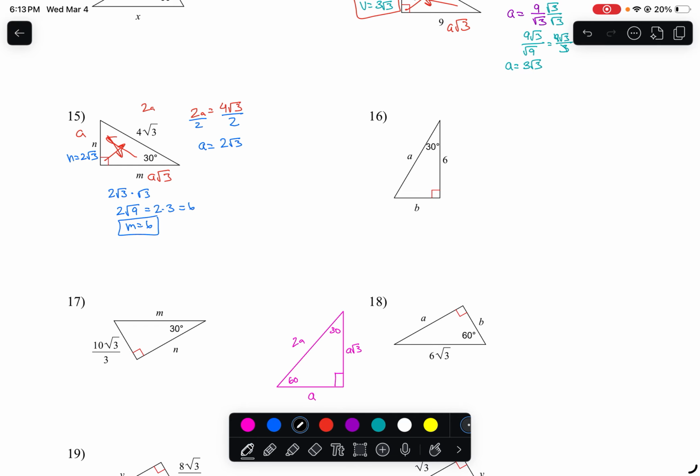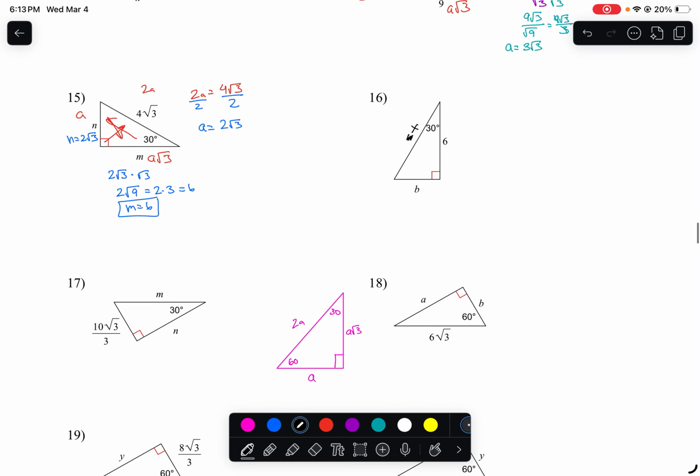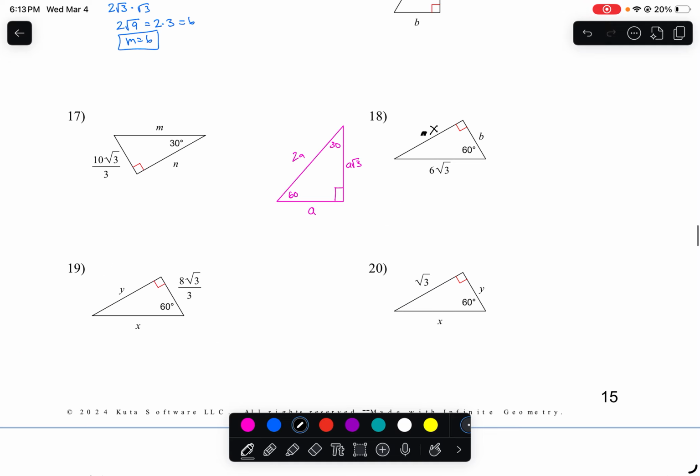One thing, any a's that are already there, just change them to x's. It'll make your life easier when you're trying to solve. So if you have ones that already have a's to begin with, just label them x. Change the a's to x's so that you don't get confused.